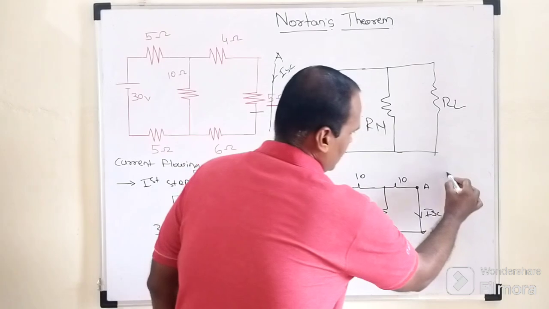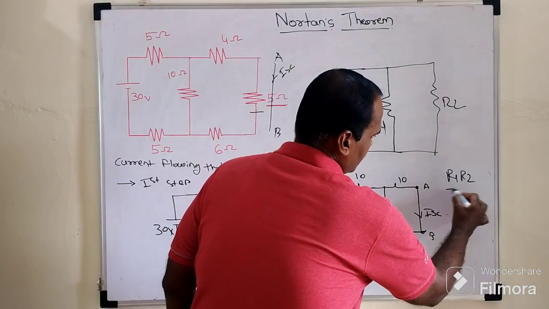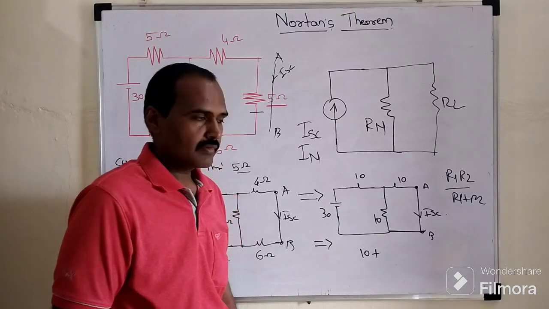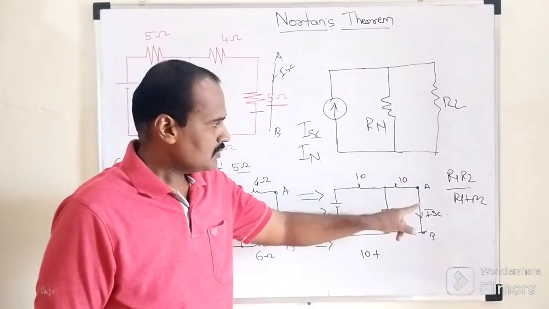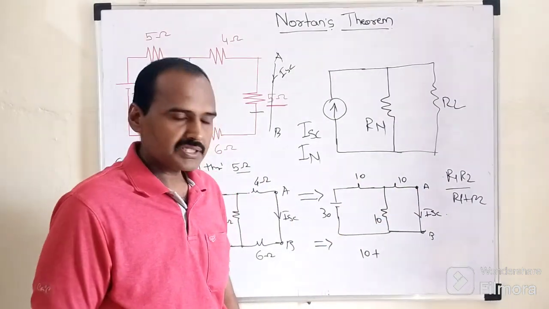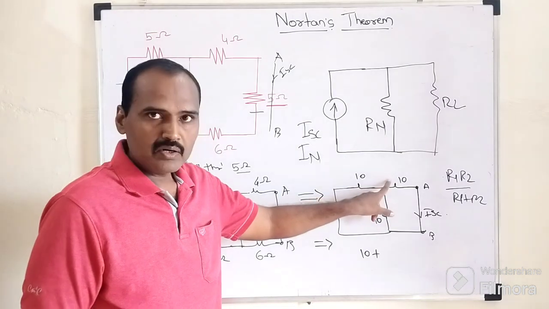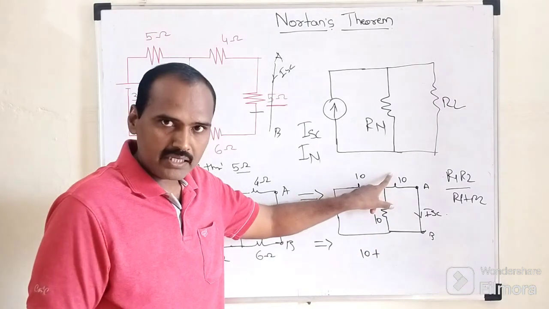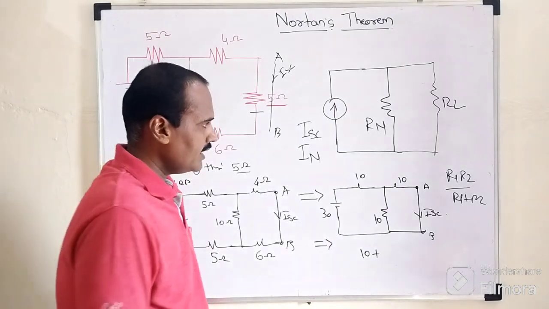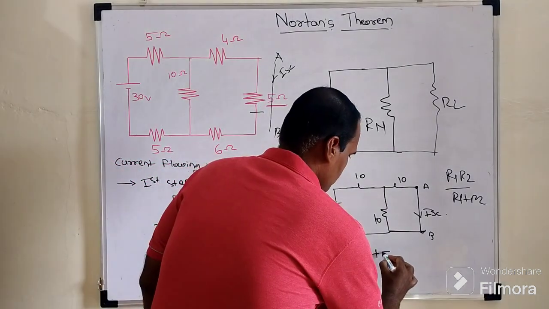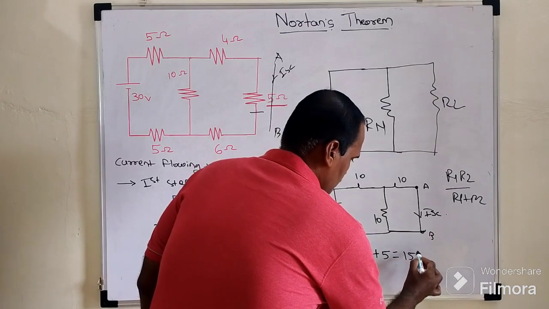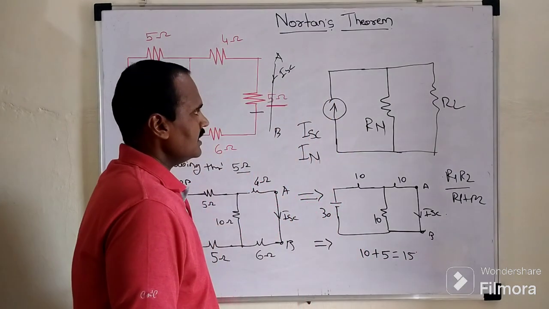According to this parallel combination, its equivalent resistance will be R1 R2 divided by R1 plus R2. So 10 into 10 is 100, divided by 10 plus 10, which is 20. So 100 divided by 20 becomes 5. So what will the total resistance be here? 15 ohm. So how will our circuit look?